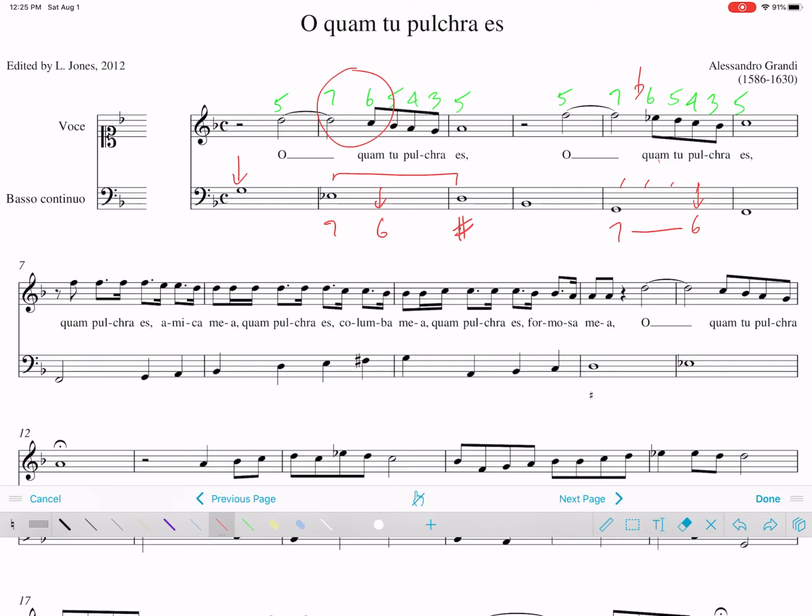O quam tu pulchra es. O quam tu pulchra es.